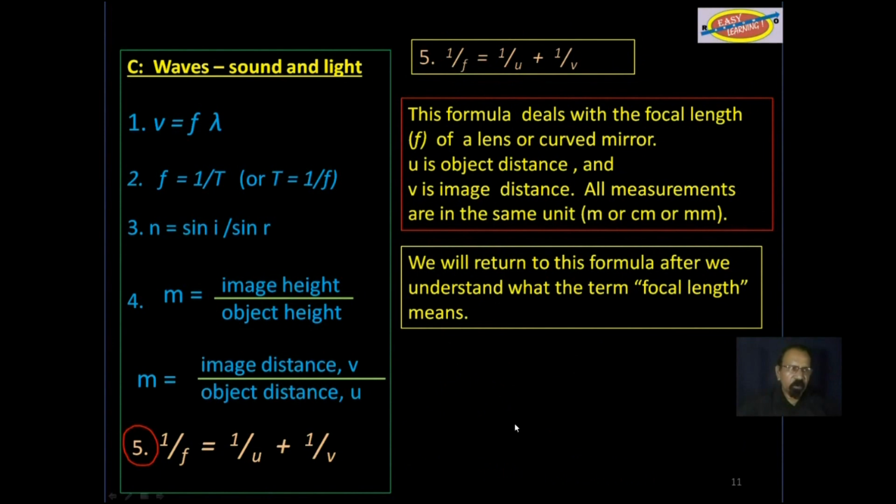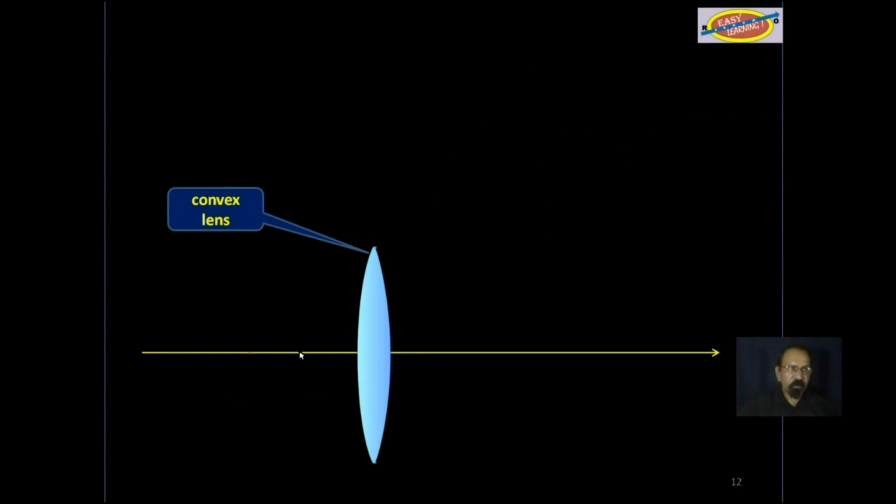We now turn our attention to Formula 5. But before we get there, we need to understand what the term focal length means. Let's go back to that convex lens we had before. If we were to draw a line going straight through its center, that imaginary line is called the principal axis.